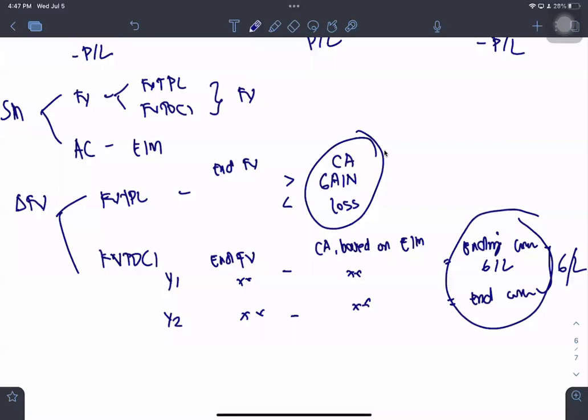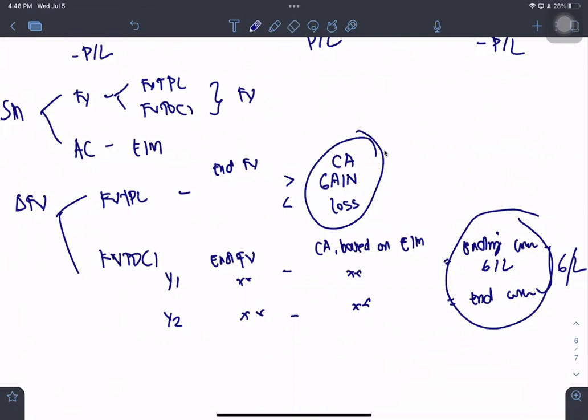Therefore, to get the gain or loss under FVTOCI, you need to compare both the ending cumulative gains or losses for both years, year 1 and year 2. Because if you don't get that, you will have an incorrect answer. Again, kunin ninyo yung ending cumulative gains or losses ng both. Ang difference niya ay yung gain or loss on the period.